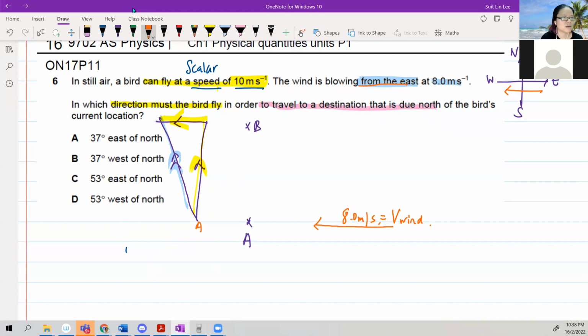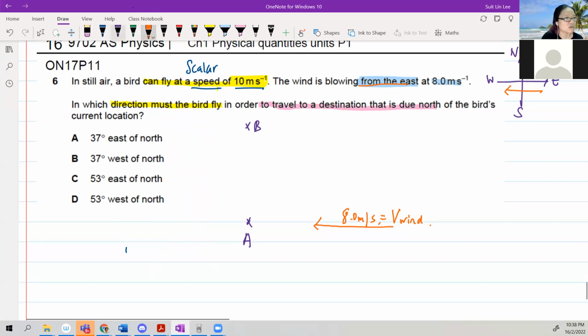My A is here, my B is supposed to be here. So how should I fly? I should fly slightly to this side to compensate for the wind. Does that make sense? I need to compensate for the wind. So if the wind is going to blow me to the left, I purposely move right a bit so that eventually the wind will push me to the left. Okay?